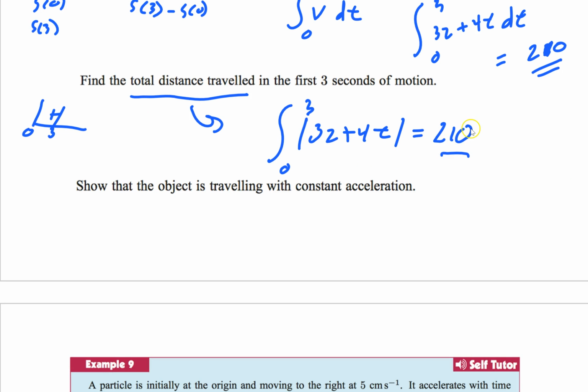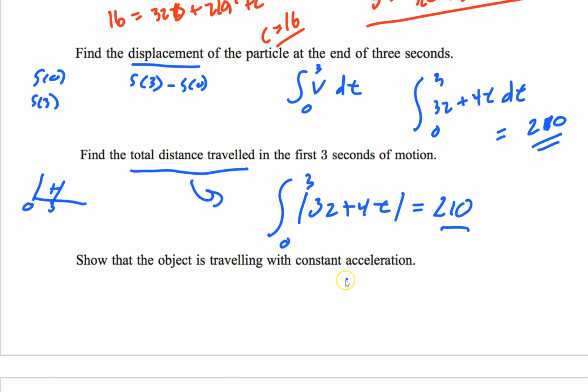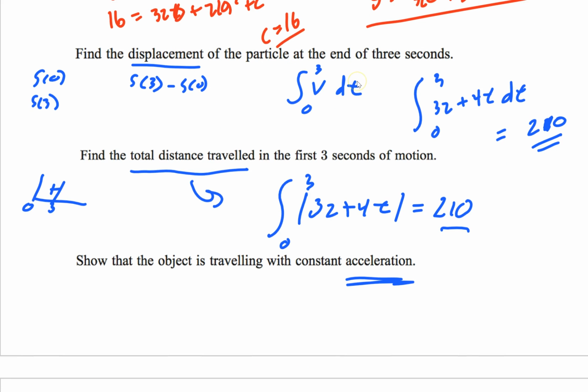Show the object is traveling with constant acceleration. Now remember, acceleration is the second derivative. So you go back to your velocity. Velocity is this. It's more of a review problem. I want to find the constant acceleration. Well, take the derivative. The derivative of the constant goes away, the derivative of the linear term is just 4. Acceleration is constantly 4.